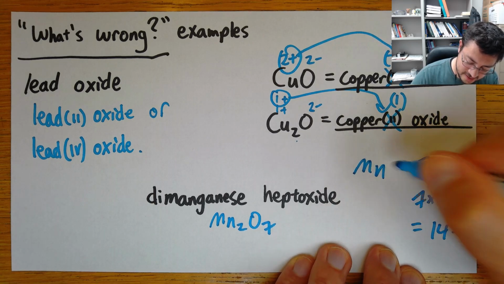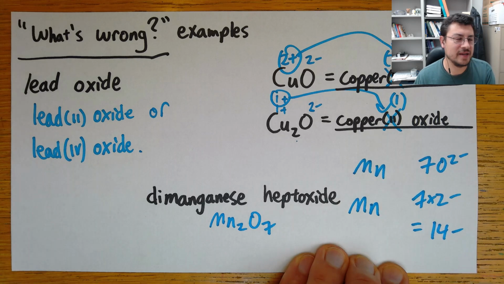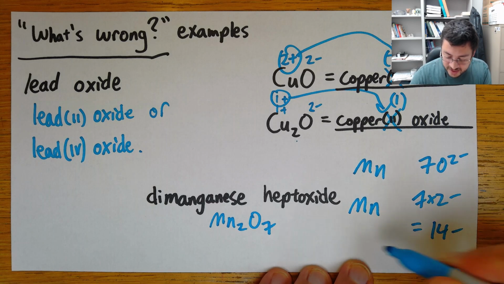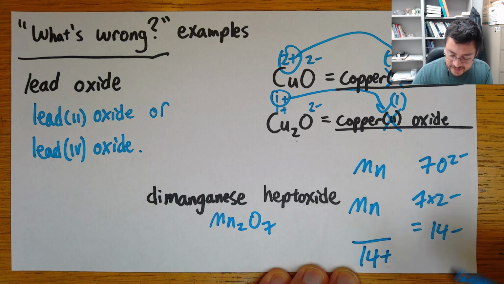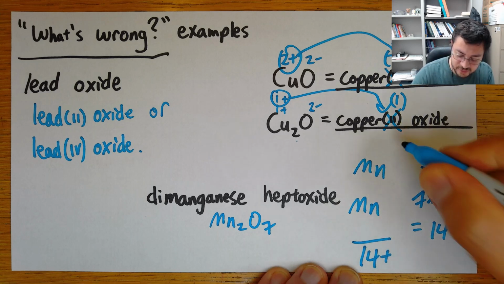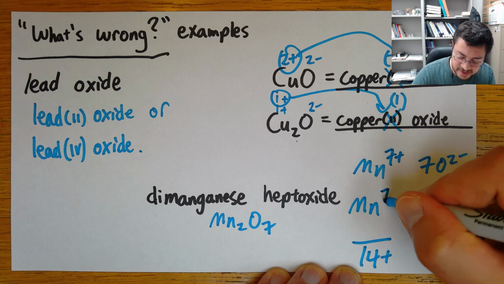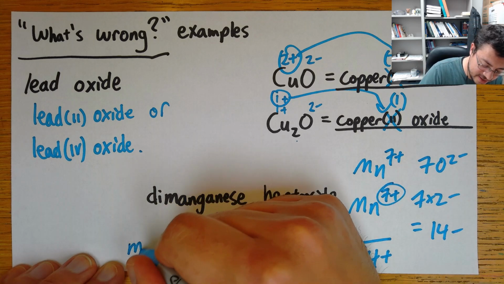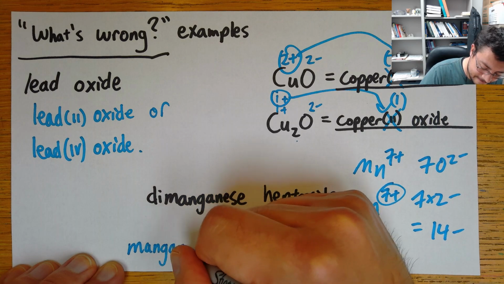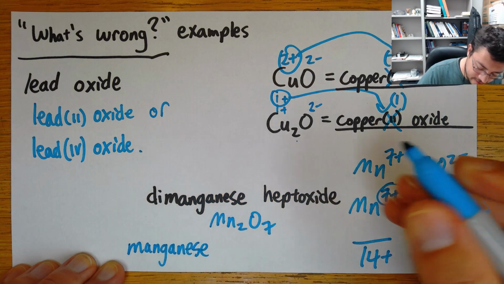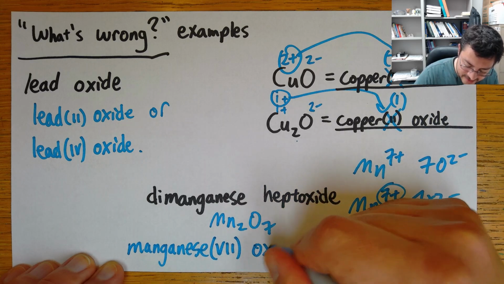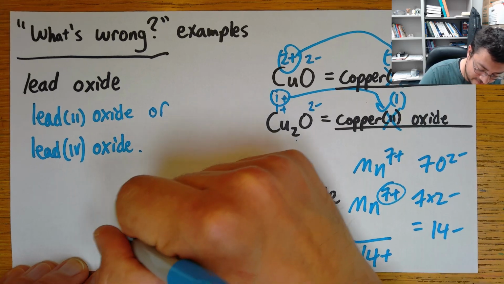We have 2 manganese atoms, ions. And we need it to be a 14+ total, which means we need to distribute that 14+ over the 2 atoms, which means 14 divided by 2, that's going to be a 7+ each. So we would write manganese 7 oxide. That would be the correct name.